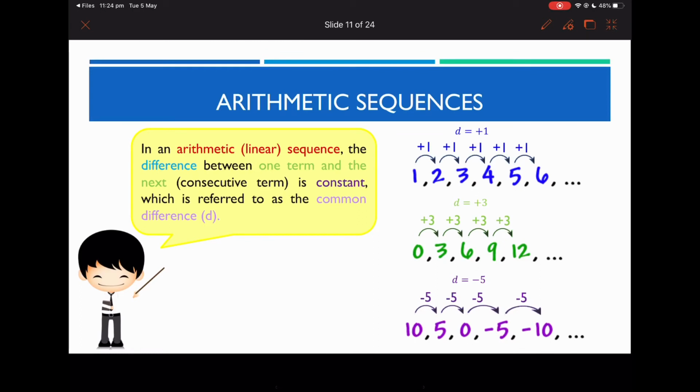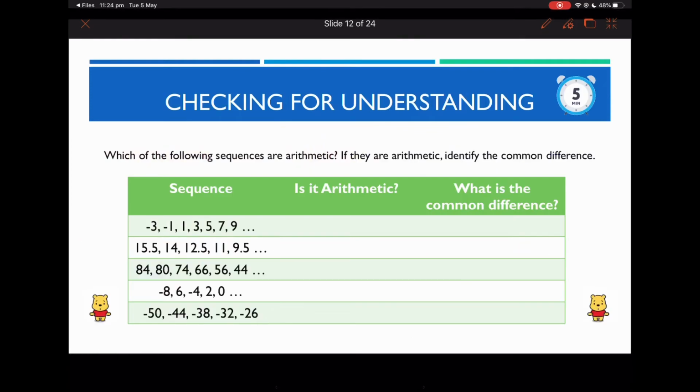So from this particular slide over here, I really want you to be familiar with what the words common difference mean and what letter we actually use to represent the common difference, because this is going to make a lot more sense in our next lesson.